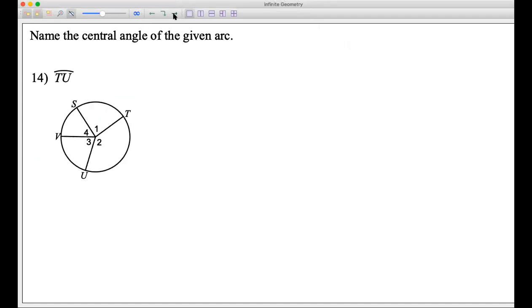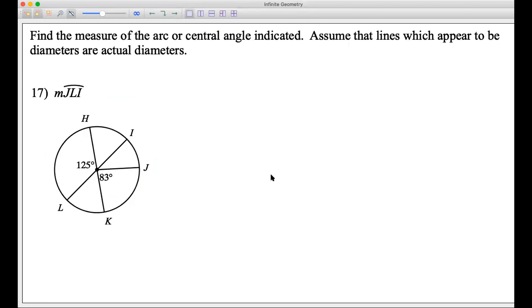Which brings us to the next thing. So we're done with naming. Now we're going to actually use degrees. So question 17 starts, find the measures of the arc or central angle indicated. So it's either going to ask you something about a central angle or an arc. In this case, it's asking us clearly about an arc. So it says how big, that's the M, measured.